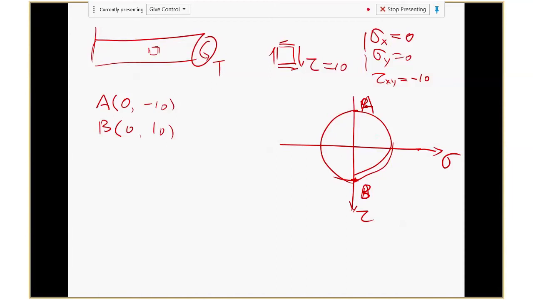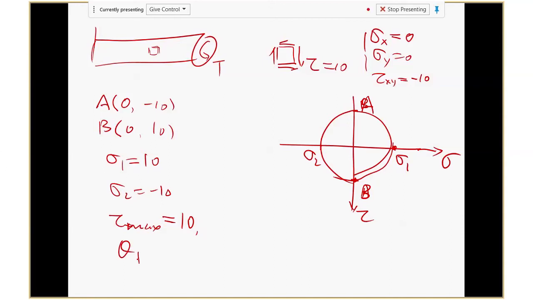Now, can I read the information I need? What's the sigma 1? Where is that point? It's here, right? So this is sigma 1. This is sigma 2. So what's the reading? Sigma 1 equals 10. Sigma 2, negative 10. Okay, now tau maximum. The radius is what? It's 10. It's not 5 this time. All right? So it's 10.